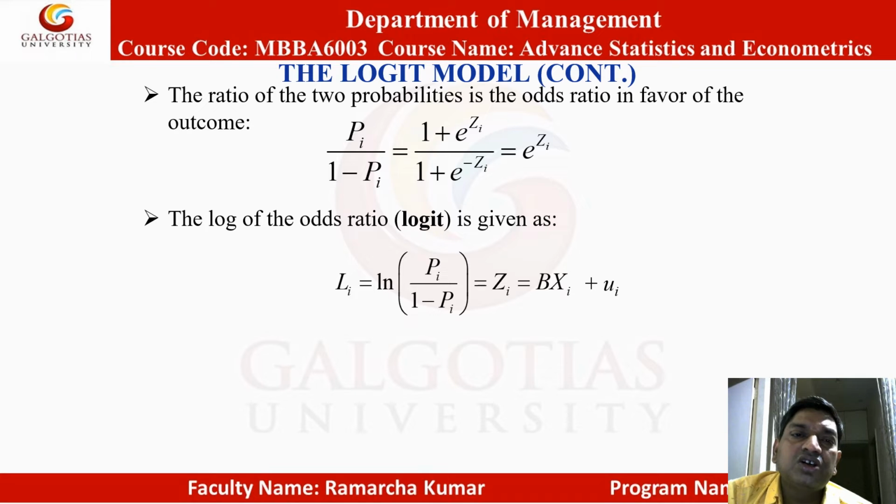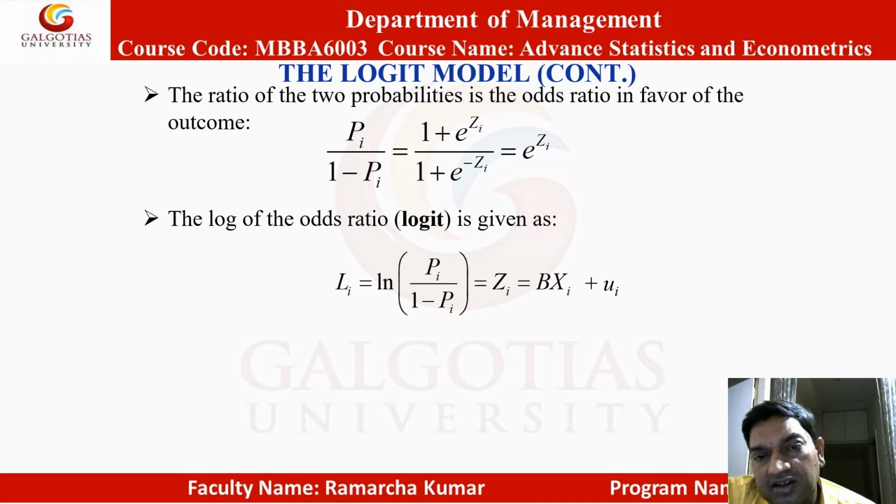In the Logit model, the ratio of the probabilities is the odds ratio in favor of the outcome. So Pi upon 1 minus Pi is equal to 1 plus e raised to the power zi over 1 plus e raised to the power negative zi, or it is e raised to the power zi. The log of the odds ratio, the logit, is given as Li is equal to ln of Pi upon 1 minus Pi, which is equal to zi, which is equal to b times xi plus ui.